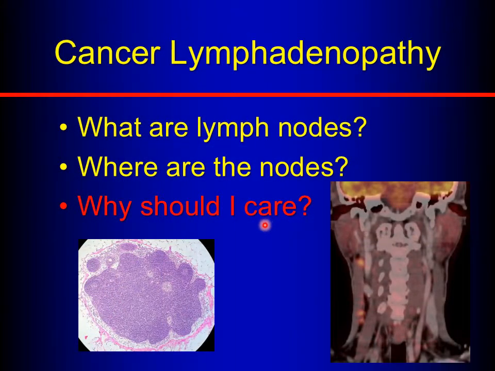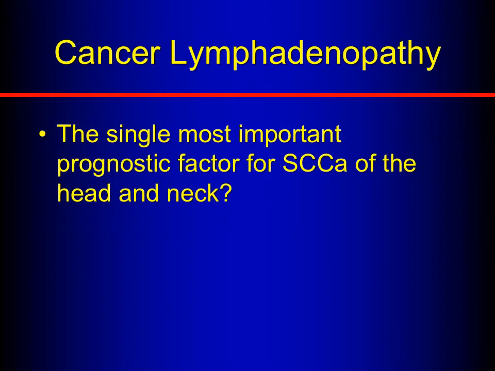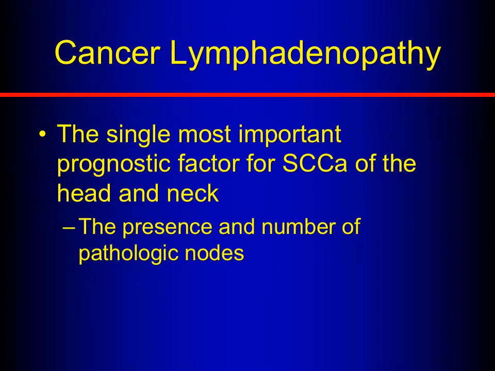So now just to wrap up, hopefully convince you why you should care about these lymph nodes. Why are these important? Well, it turns out if we think about the single most important prognostic factor for squamous cell carcinoma of the head and neck, it's actually the presence and number of pathologic nodes. It's not the primary, where the primary is or where it goes. It's the presence and number of pathologic lymph nodes.